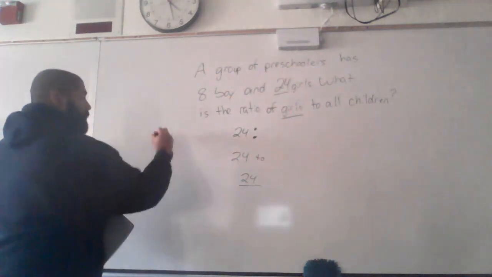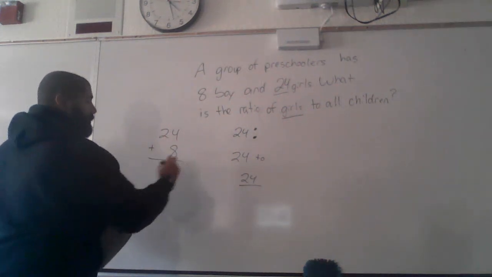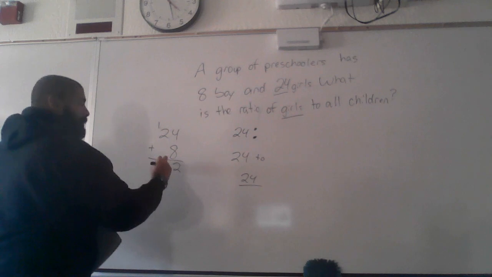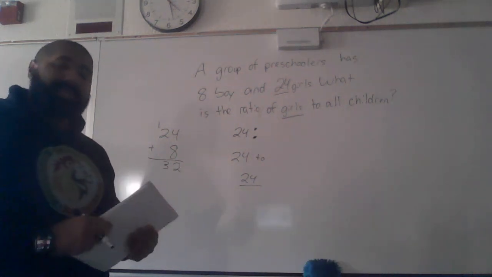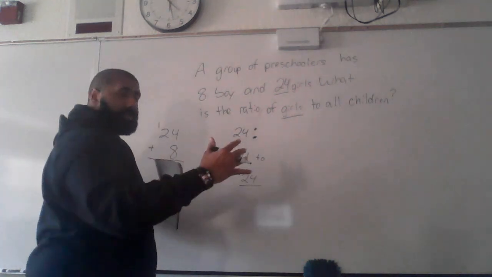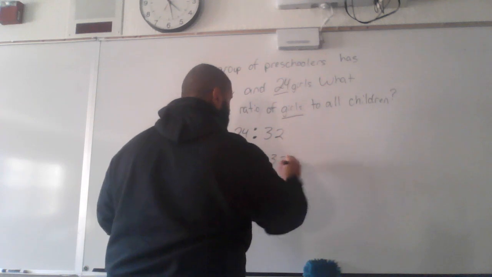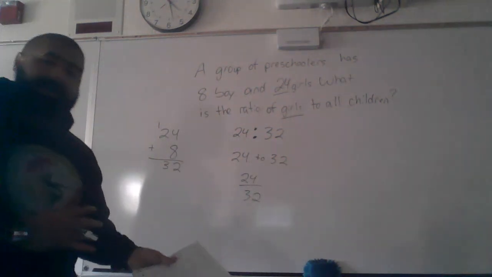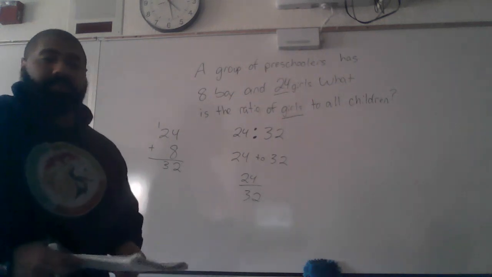Okay, so we take our 24, we do 24 plus 8. Okay, we know that 8 plus 4 is 12. We carry our 1 to the top. 1 plus 2 is 3. So now we know that our second number for the total amount of children is going to be 32, okay? We'll give you guys another minute. Go ahead and write that down, get that information down, get any questions that you may have with me, okay?